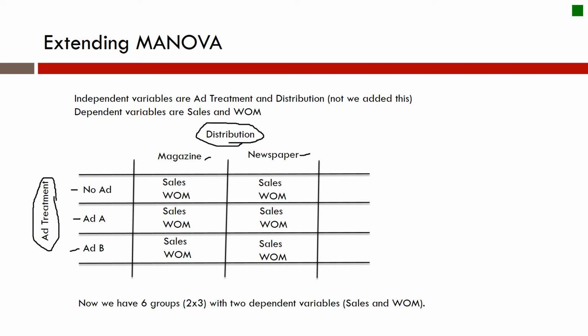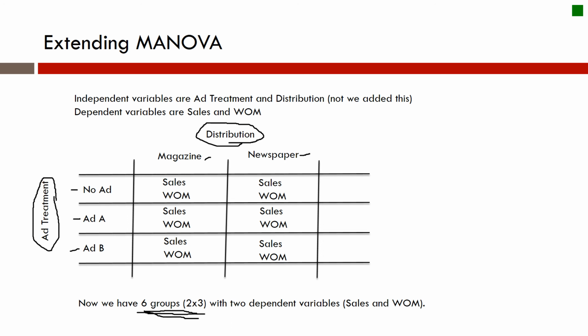So if we have a magazine with ad A and a magazine with ad B, we can look at the differences between those in sales and word of mouth. So there's an interaction that's happening as well between the two treatments that we're doing, the distribution treatment and the advertising treatment. Please note that the total number of groups that we have is going to be 6. It'll be the number of treatments for each, multiplying the two treatment levels, 2 distribution and 3 ad, gives us 6, and that's how many we have.